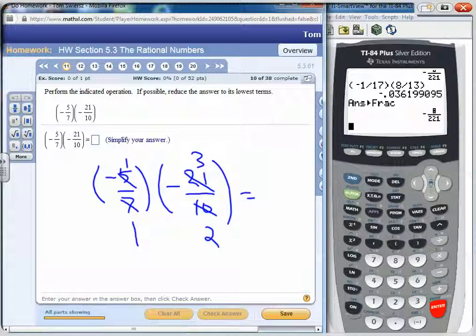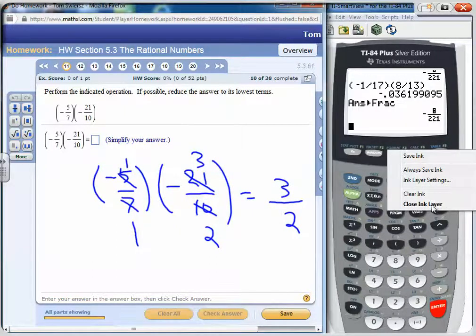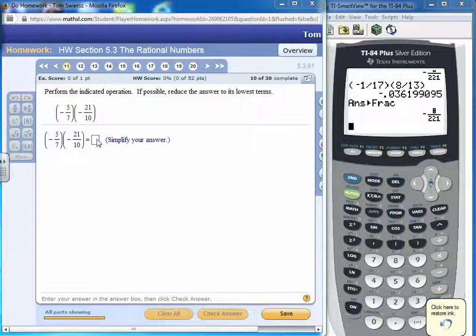What remains in the numerator? 1 times 3, which is 3. What remains in the denominator? 1 times 2, which is 2. So our answer is a positive 3 over 2. Okay? Positive 3 over 2. Let's go ahead and put that in to verify we're correct.